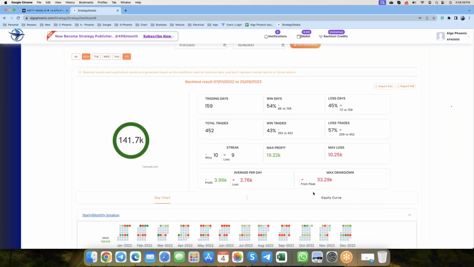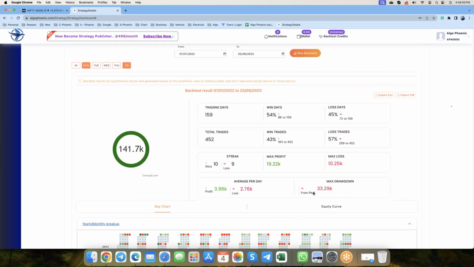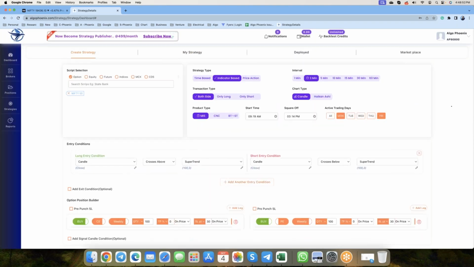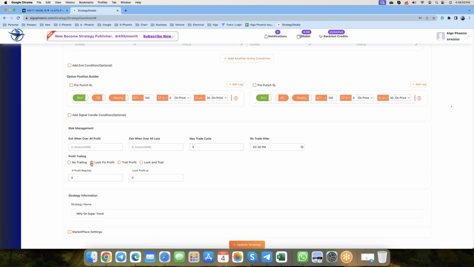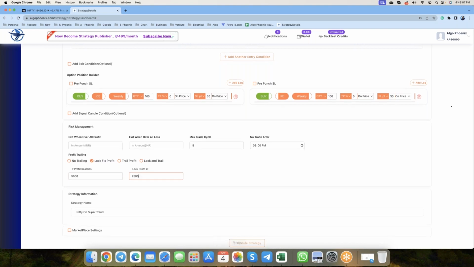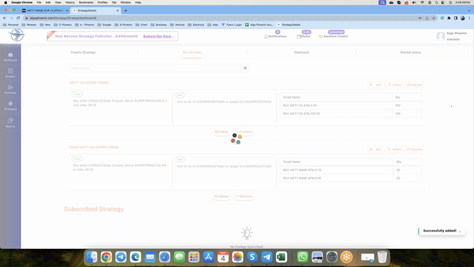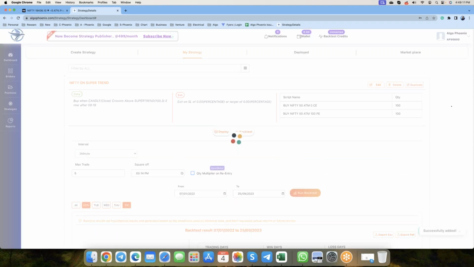Now it is much more favorable. So I have to make it 5 trades in a day instead of 3. Now I put no trailing. I can lock profit and trail. If my profit reaches 5,000, lock it at 500, and I can check what the results are. So like this, I can do many permutation combinations and arrive at the right strategy.